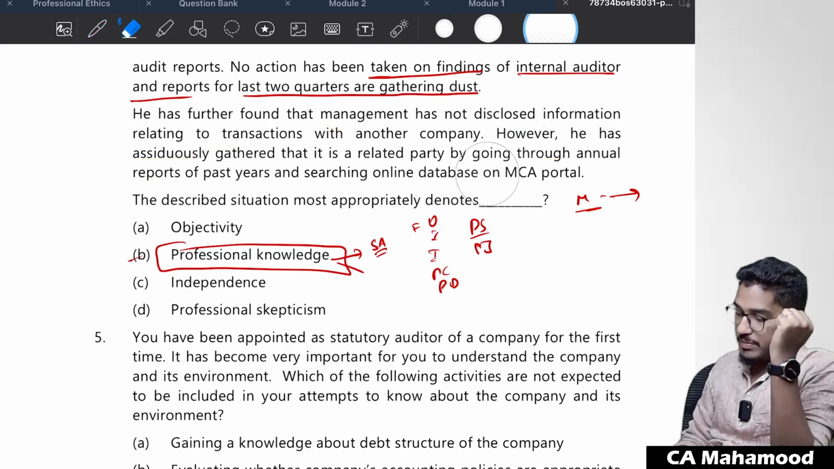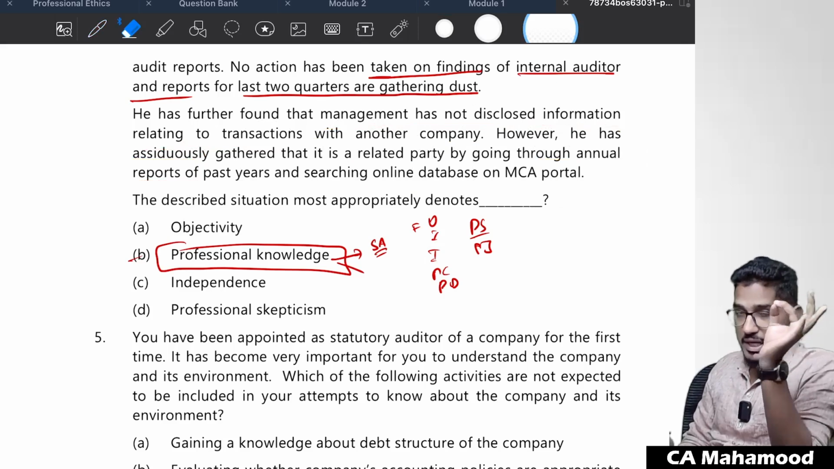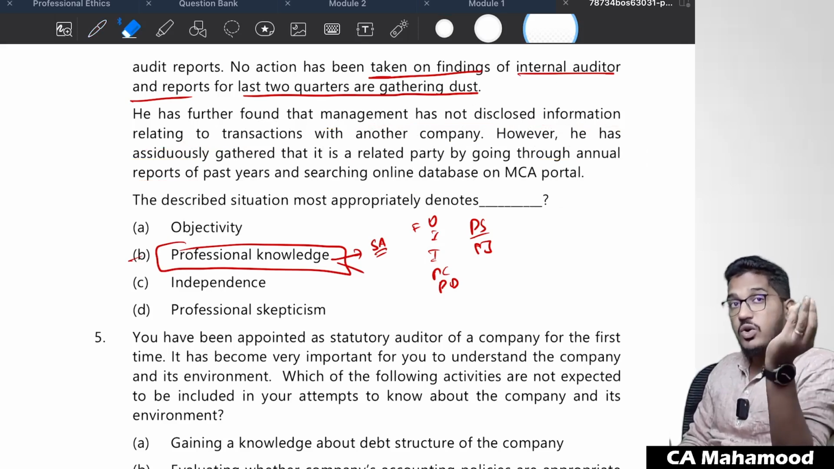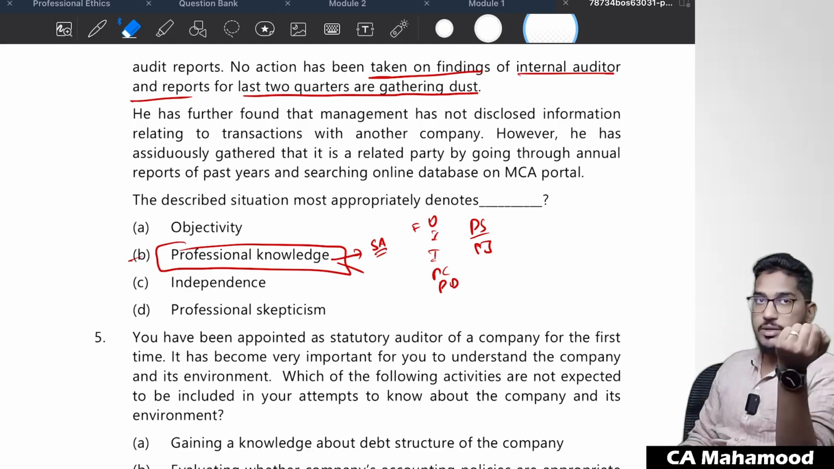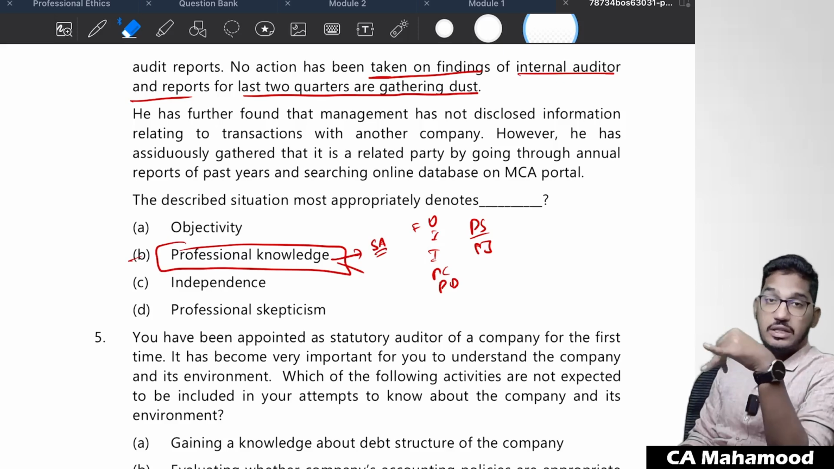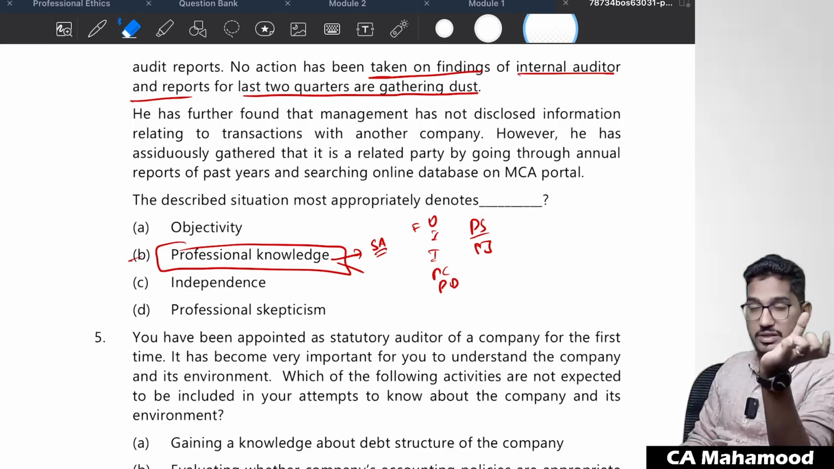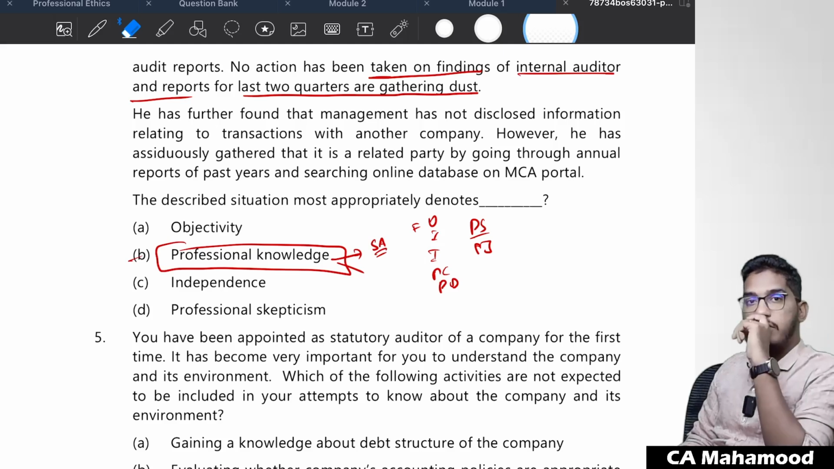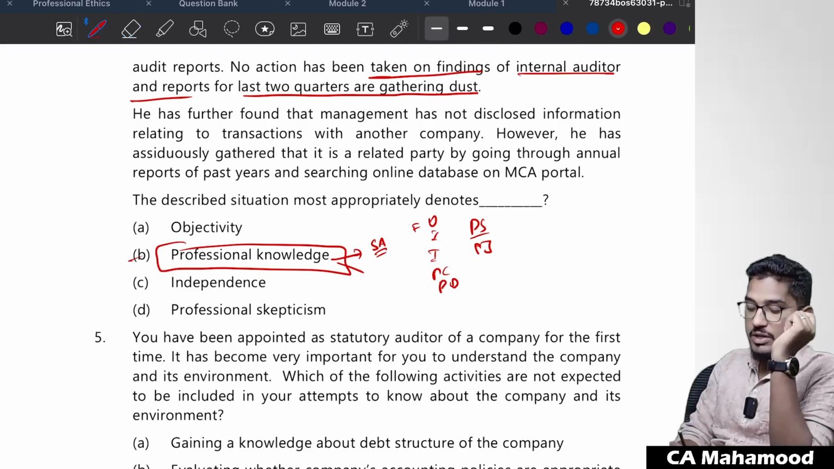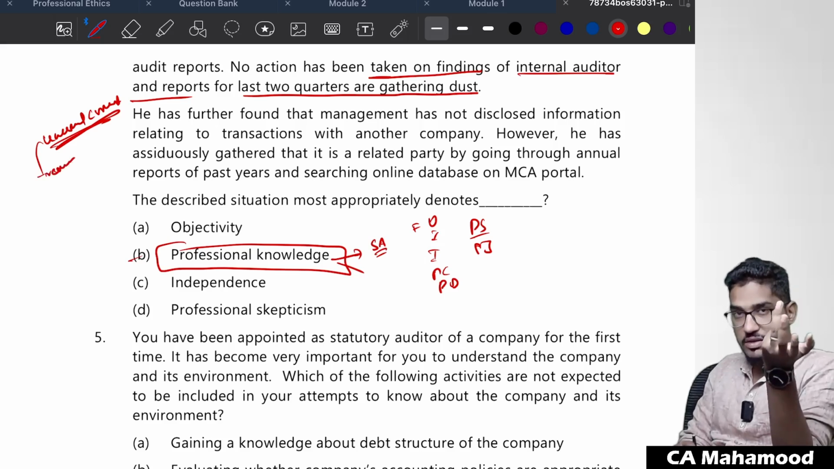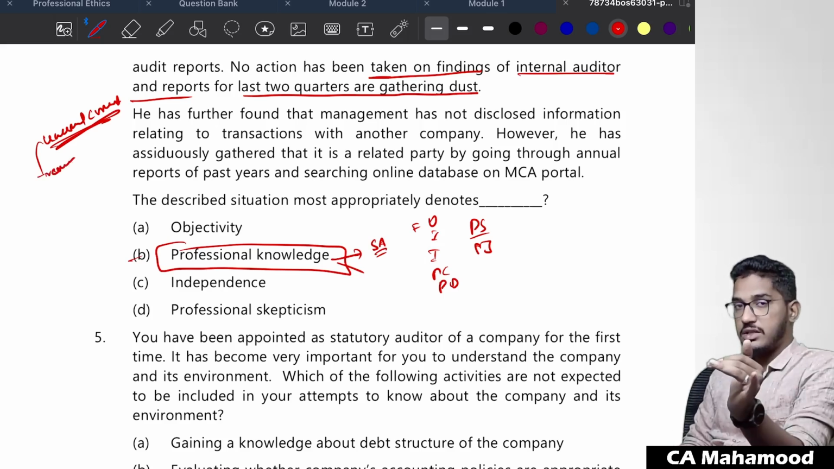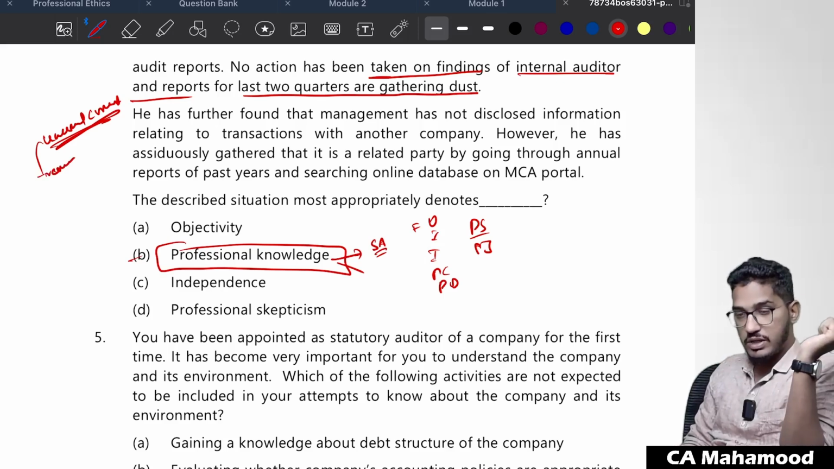But here, management did not disclose the information, but he did not stop there. He thought, okay, if I go to the MCA portal, will I get any extra information? He thought it and performed it. That means he was skeptical here. He had professional skepticism. Or if I put it the other way around, he came across an unusual circumstance of management not providing information, and he remained alert to it. That also you can say. So if you go by that, this also falls under professional skepticism only.